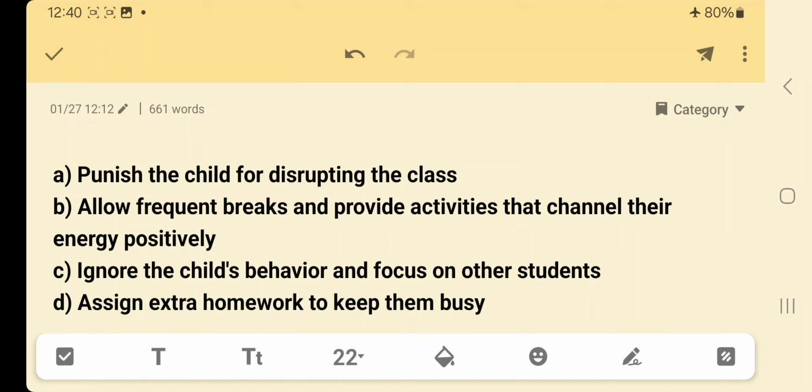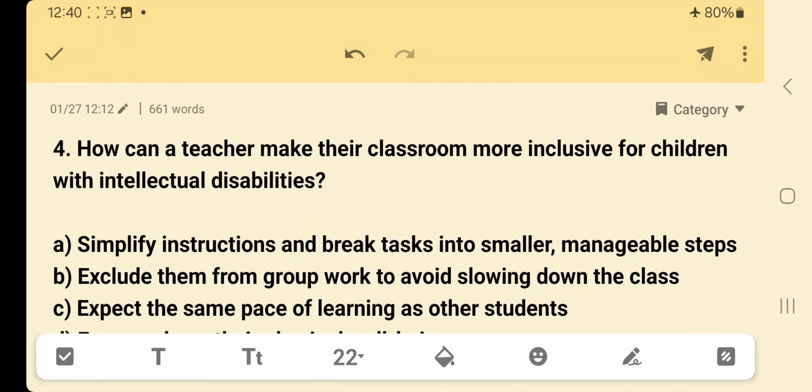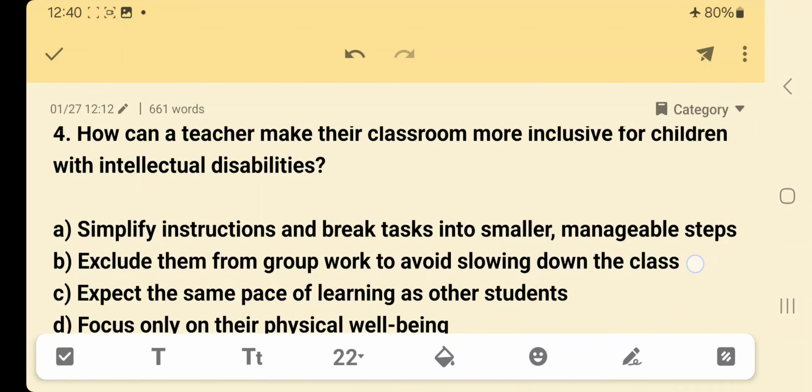Option D. Assign extra homework to keep them busy. Answer. Option B. Allow frequent breaks and provide activities that channel their energy positively. How can a teacher make their classroom more inclusive for children with intellectual disabilities? Option A. Simplify instructions and break tasks into smaller, manageable steps.